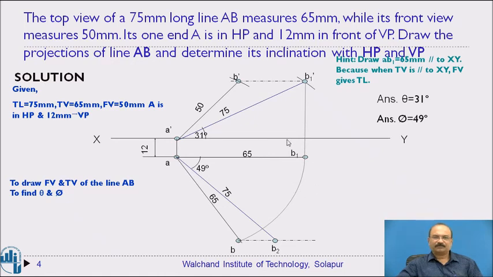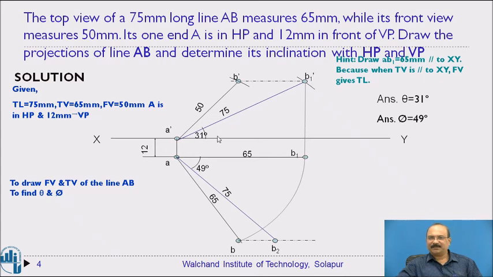So now here you have completed the problem. Just recheck the complete problem. The given conditions are 75 millimeter length. You have taken 75 millimeter as the true length, 65 millimeter as the top view length, and 50 millimeter as the front view length. Means you have fulfilled all the given dimensions correctly.